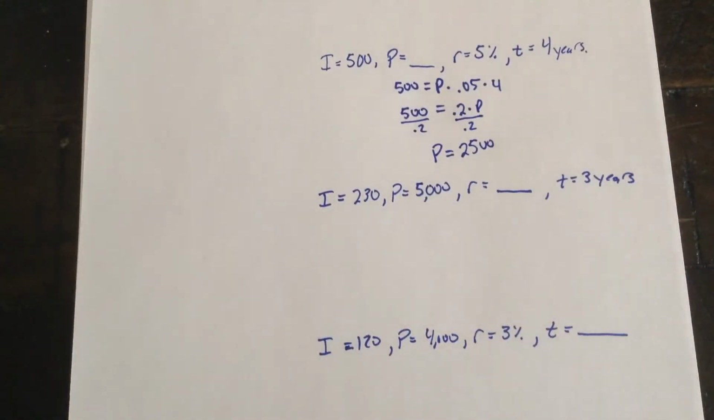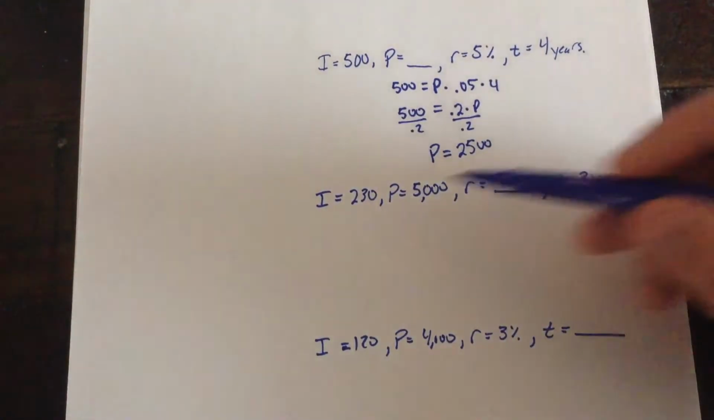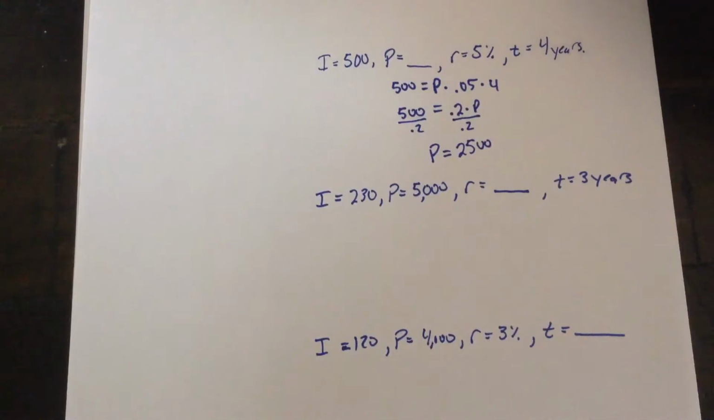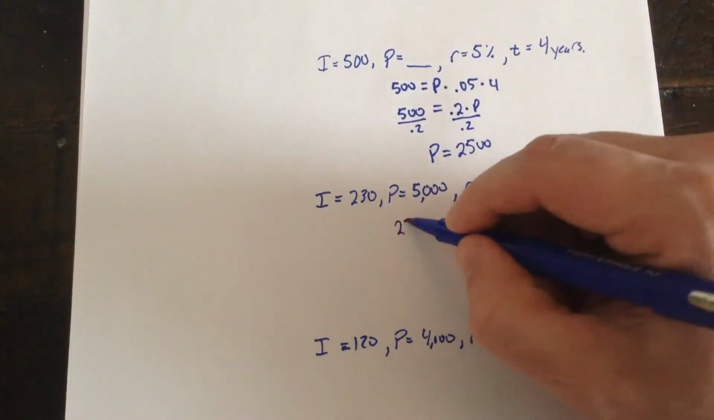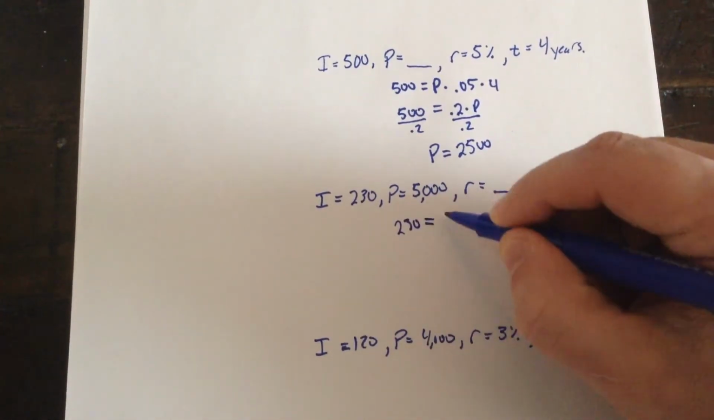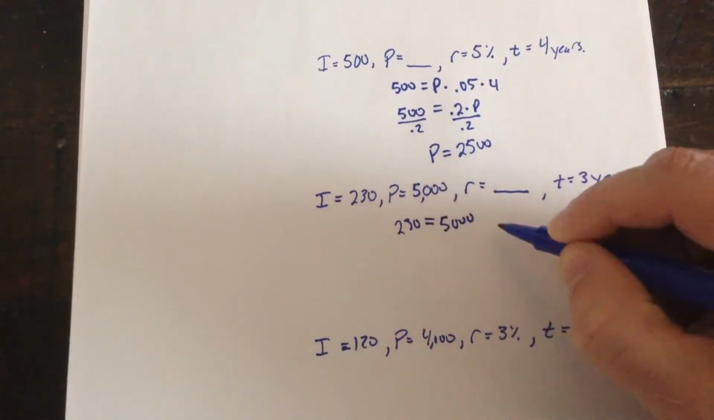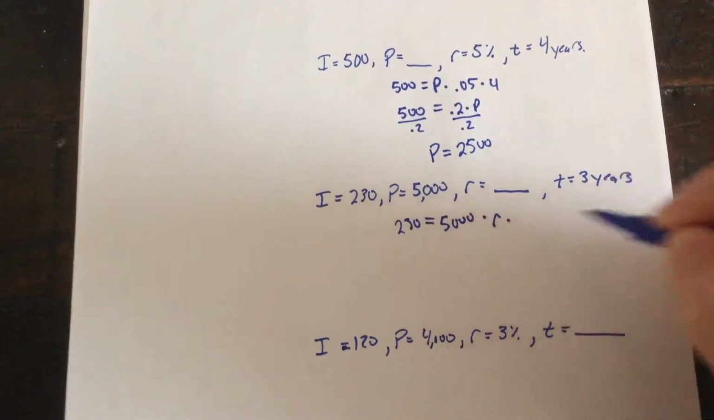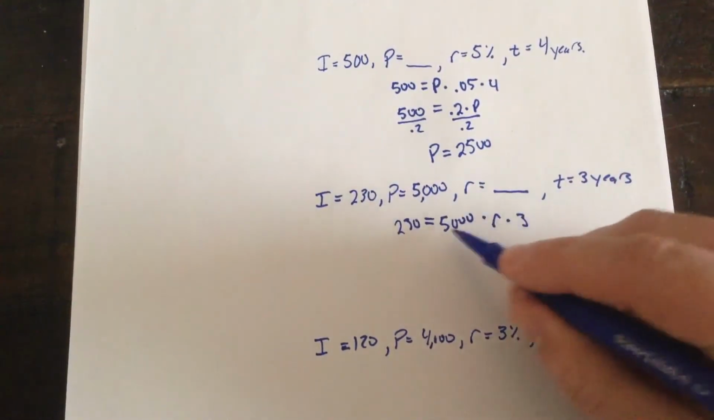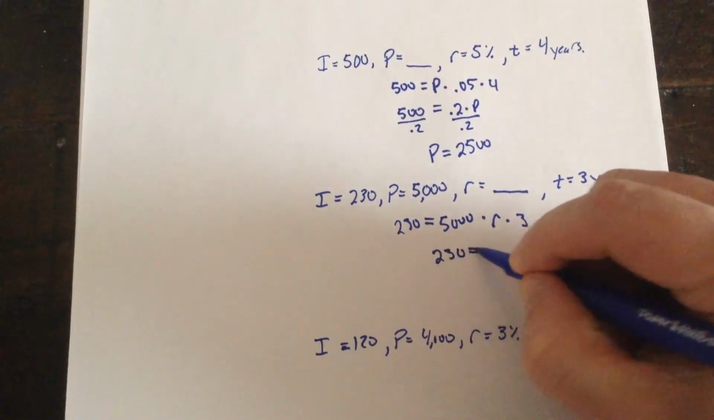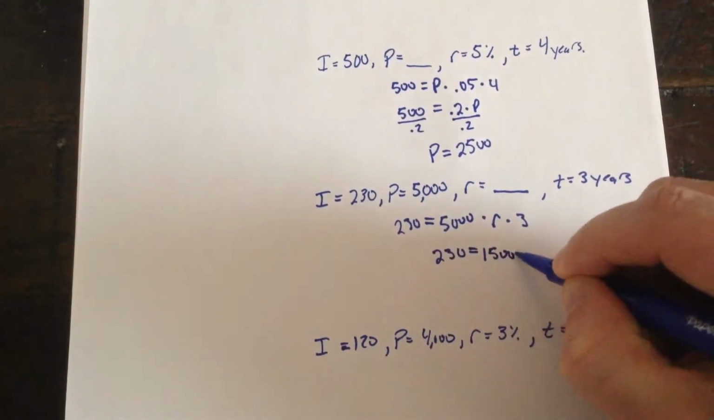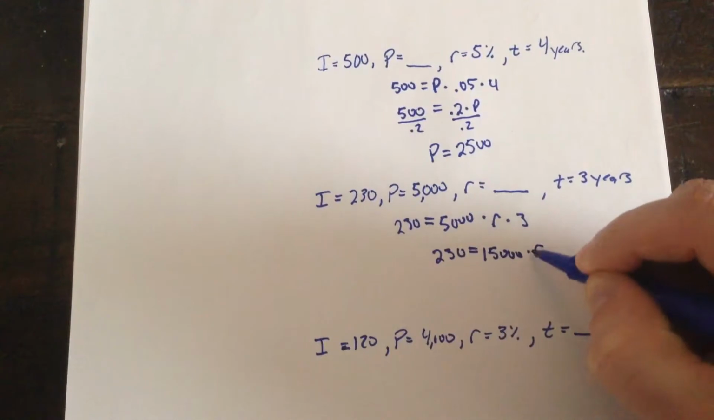Alright, the next one, I'm trying to solve for rate. Same deal. Interest equals principal times rate times time. So it'd be 230 equals principal 5,000 times rate times time. So here I have to multiply the 5,000 times the 3. So we get 230 equals 1,500 times rate.